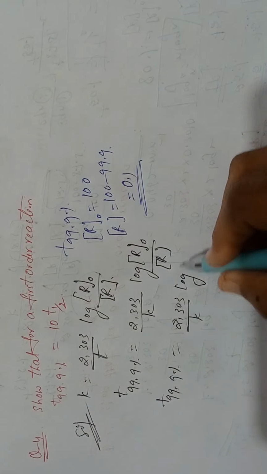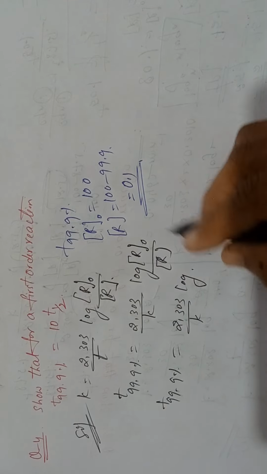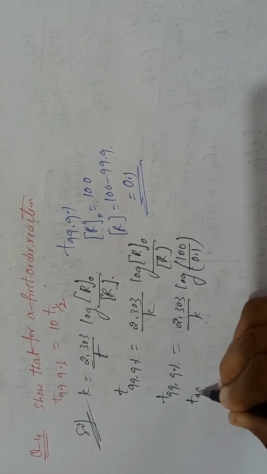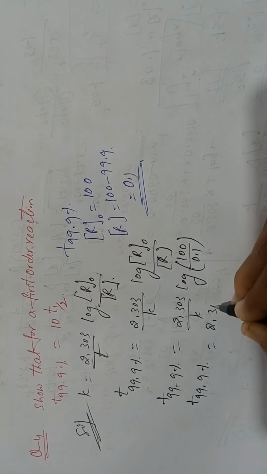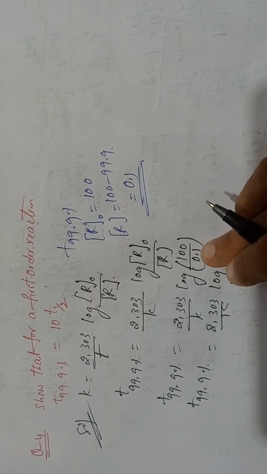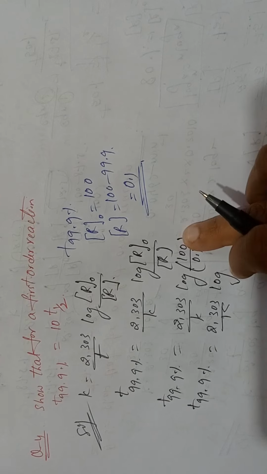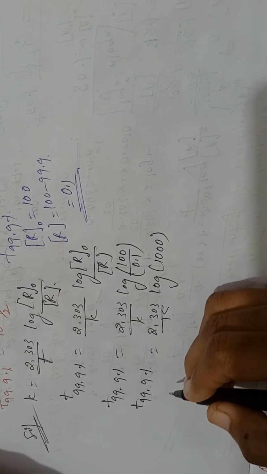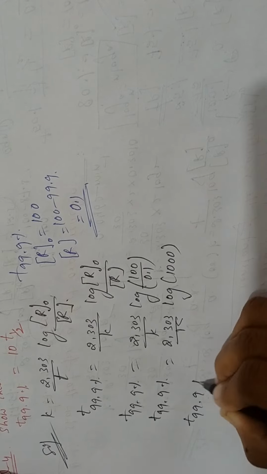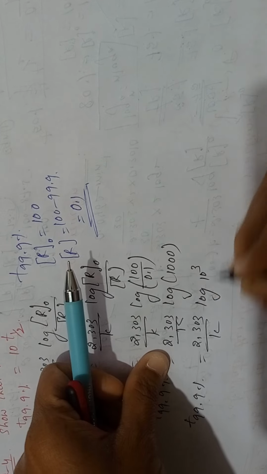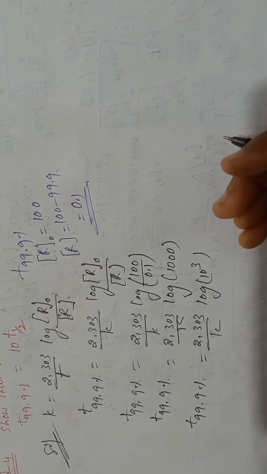This is R value. Now here substitute in the place of R naught and R. R naught is 100 by 0.1. Understanding? So T 99.9% is equal to 2.303 by K into logarithm of this value, 1 by 10. 0.1 we can write as 1 by 10. 10 will go to the numerator. 100 into 10, 1000. Are you clear? Then how much you will get, students? T 99.9% is equal to 2.303 by K logarithm of 10 cube we can write. Correct? 1000 we can write as 10 cube.